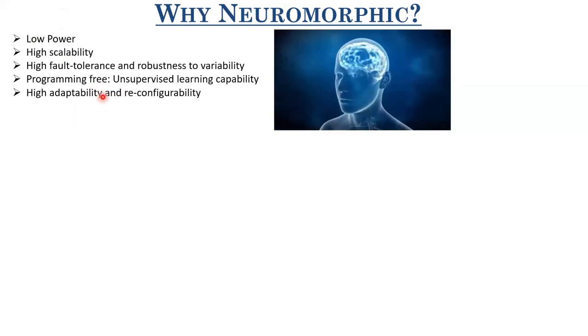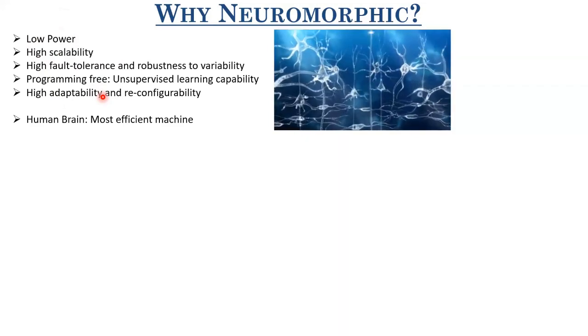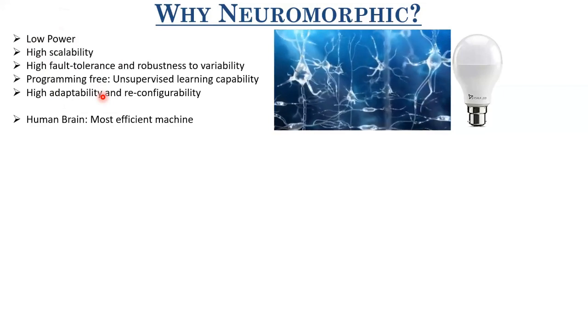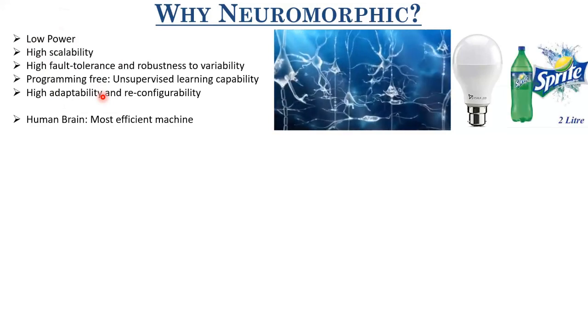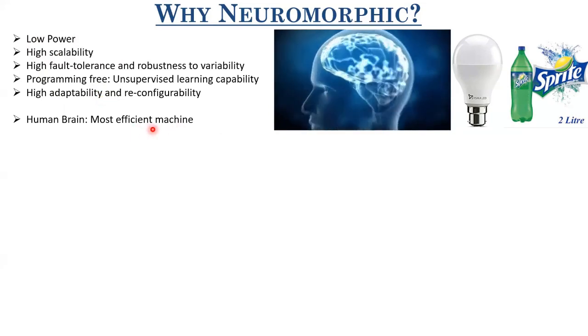And why is it so? Why do we take the human brain as reference? The human brain is considered to be the most efficient machine in terms of area and power. It only consumes about 20 watts of power, and it only occupies a volume of about 2 liters, which is very small. People have also tried to simulate the human brain.